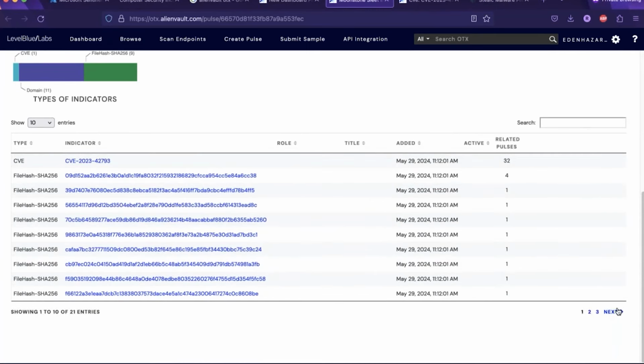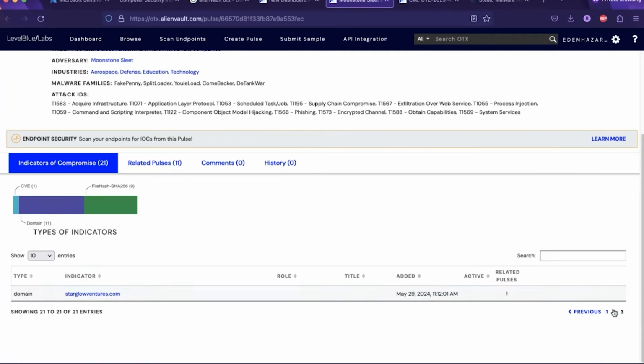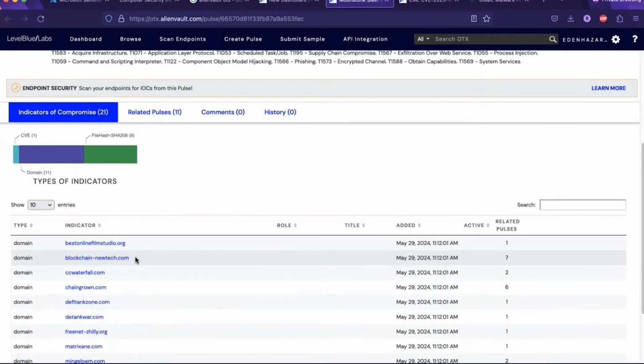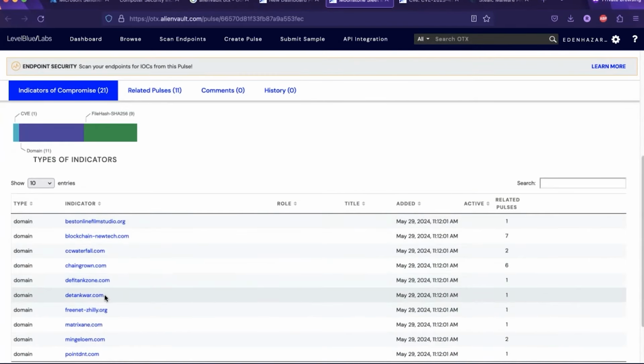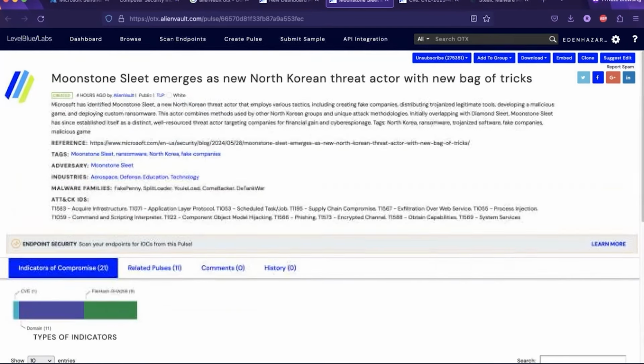Okay, so out of 21 entries, if I go next, some domains are also listed over here. Very good thing. So we now know about the domains as well, which we have to check, right? So you can see bestonlinefilmstudio.org, blockchain new tech, CC, waterfall, chain grow, right? These kinds of things sound interesting, and their method personally I also like. Later on I'll be jumping onto what technique they are using and how they are utilizing it.